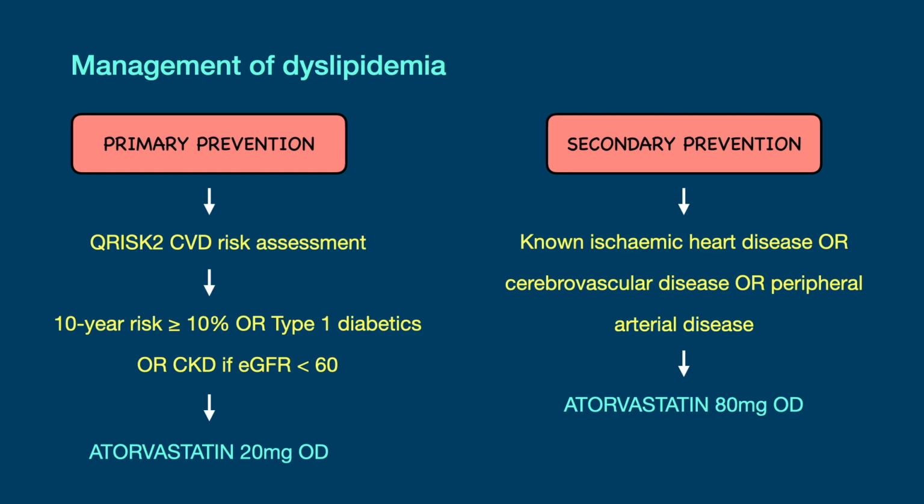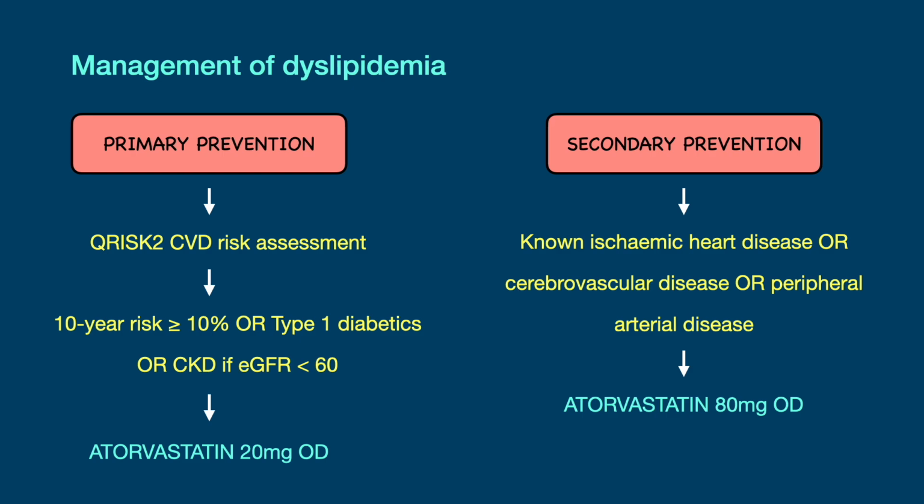Type 1 diabetes mellitus. NICE recommends that we consider statin treatment for primary prevention of cardiovascular disease in all adults with type 1 diabetes. Atorvastatin 20 mg should be offered if type 1 diabetics are older than 40 years, or have had diabetes for more than 10 years, or have established nephropathy, or have other cardiovascular disease risk factors.